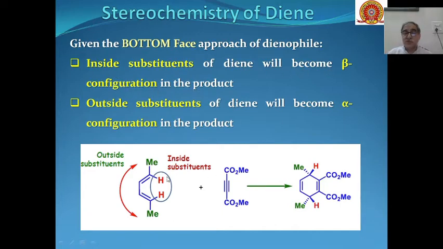So these were inside substituents. You can see that these hydrogens have become beta configuration in the product, and the outside substituent of the diene will become alpha configuration in the product. These methyls were outside substituents, so they have become alpha configuration in the product. So this is how you can form any type of product in Diels-Alder reaction in terms of stereochemistry.